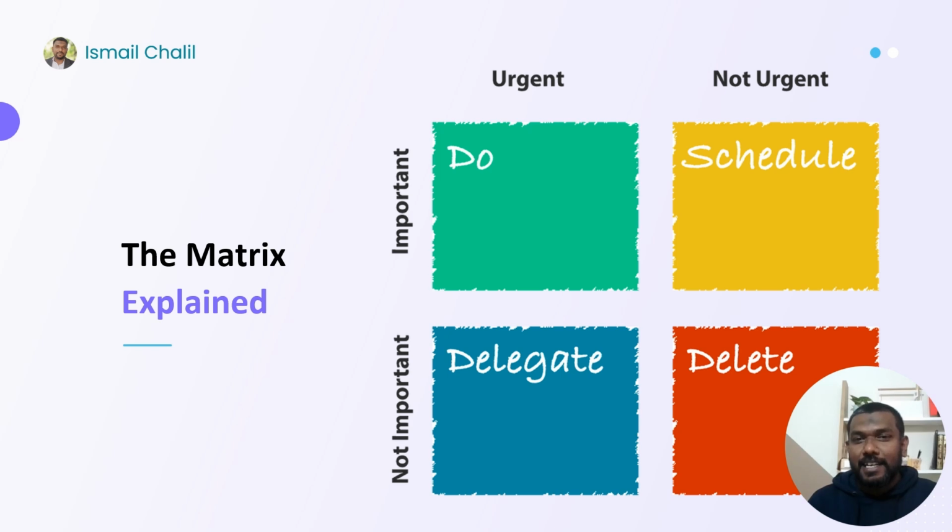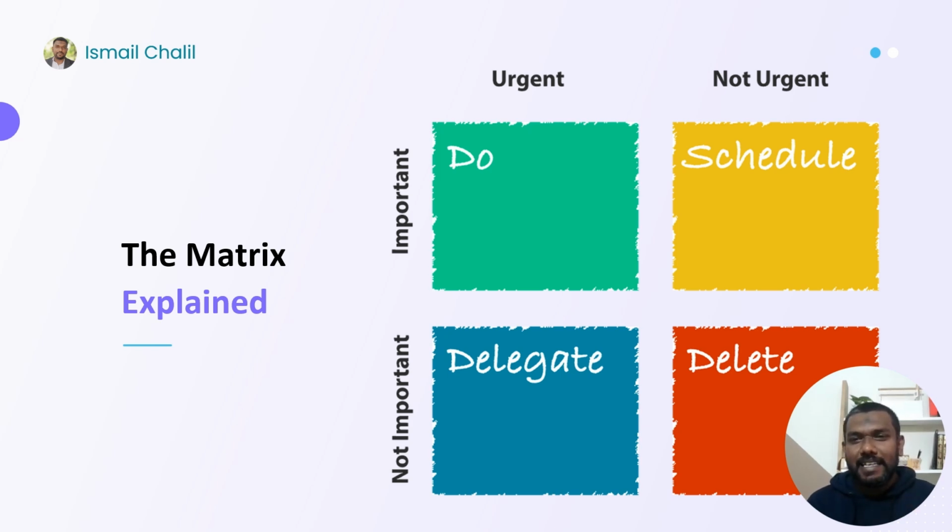Then there are tasks that are not important but definitely urgent. What do you do with tasks like this? This is where you need to delegate them. Those of you who find it difficult to decide which tasks you need to delegate, these are those tasks. And of course, we have those time wasters which we need to delete or eliminate. Those are the tasks which are not important and not urgent.